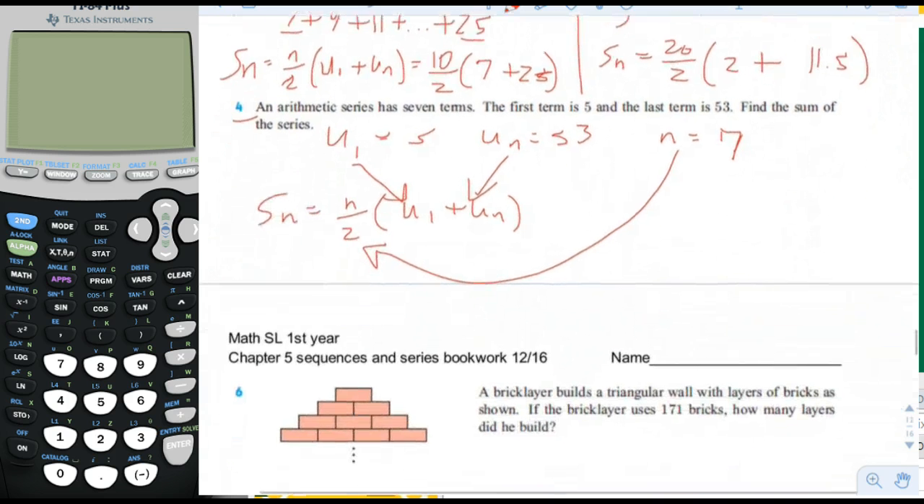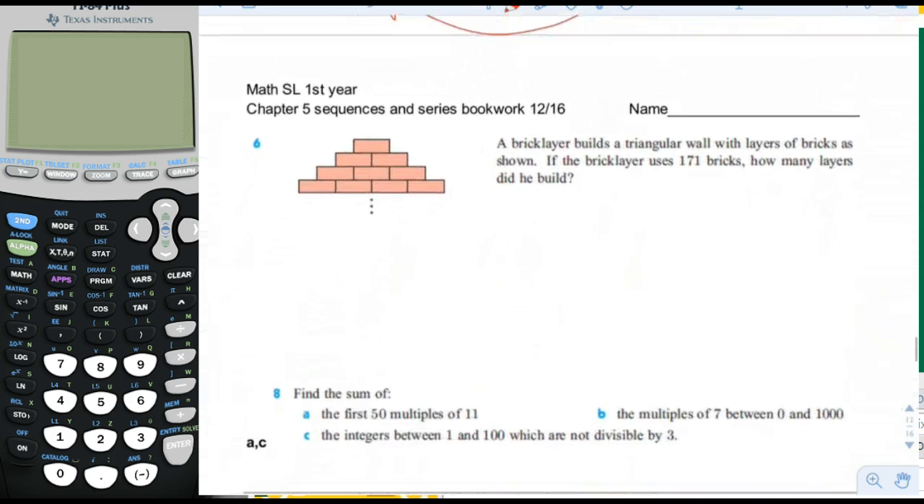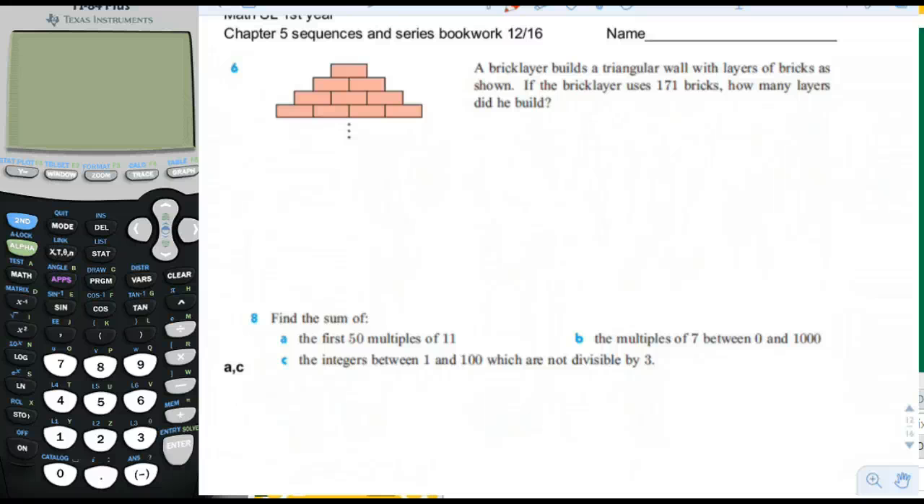Okay? Number 6. A bricklayer builds a triangular wall with layers of bricks as shown. If the bricklayer uses 171 bricks, how many layers did he build? Okay, so he has a sequence here, which is 1, 2, 3, 4, and it goes on until we don't know when, and that adds up to 171. So the series adds up to 171. We just don't know how long it goes. That's actually what they want to know. Okay, so like how many terms are there? How many layers are there?